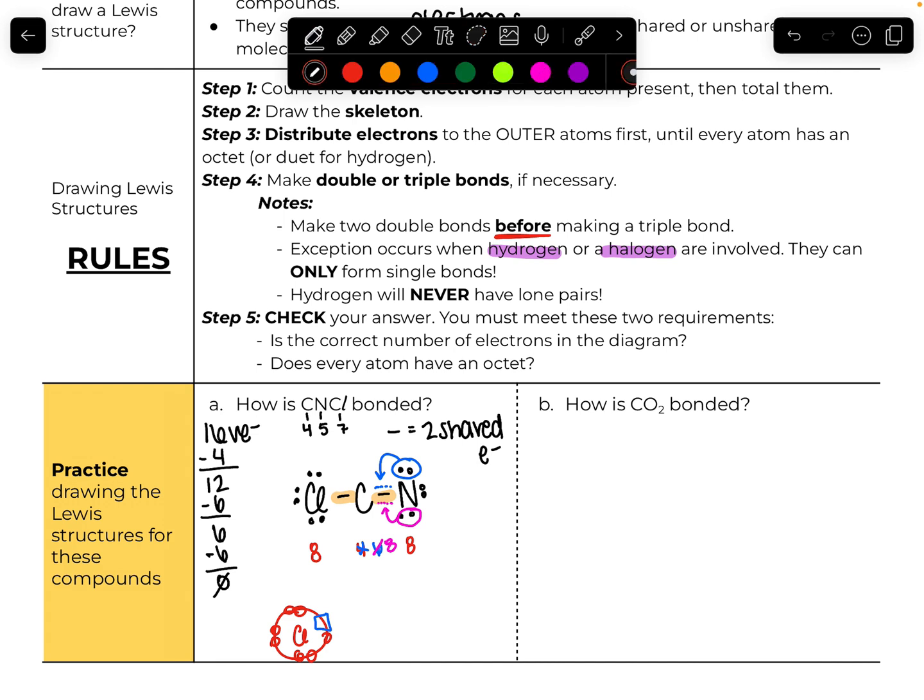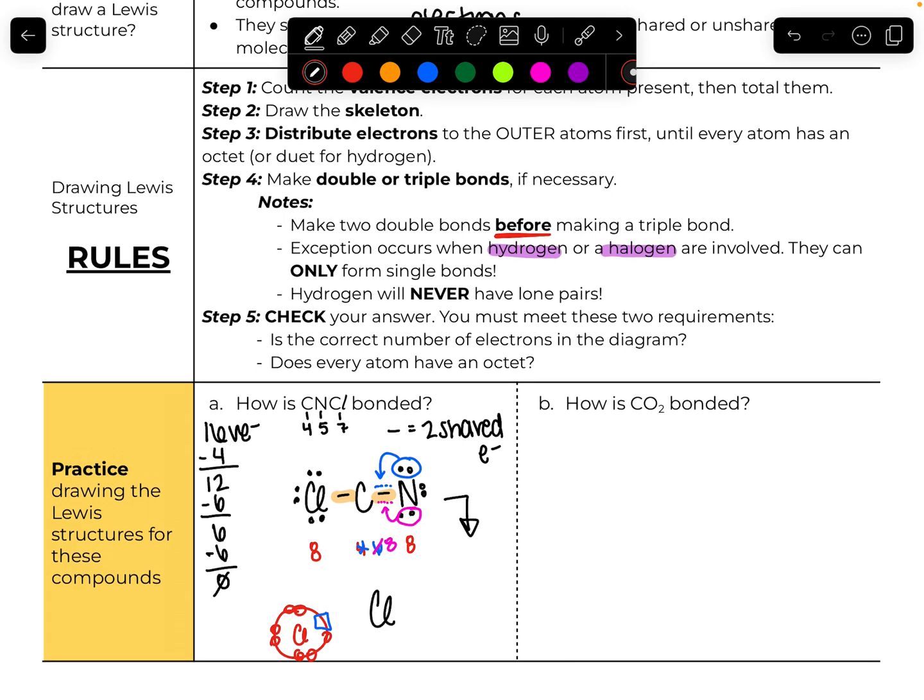So I'm going to take this structure and I'm going to redraw it now for how it would actually be drawn correctly. So chlorine has 3 lone pairs attached to it, 6 unshared electrons, and it's bonded to carbon here in the middle. Carbon is sharing 6 electrons with nitrogen, which indicates a triple bond, and nitrogen still has 1 lone pair of unshared electrons on it. So this is the Lewis structure for CNCl.